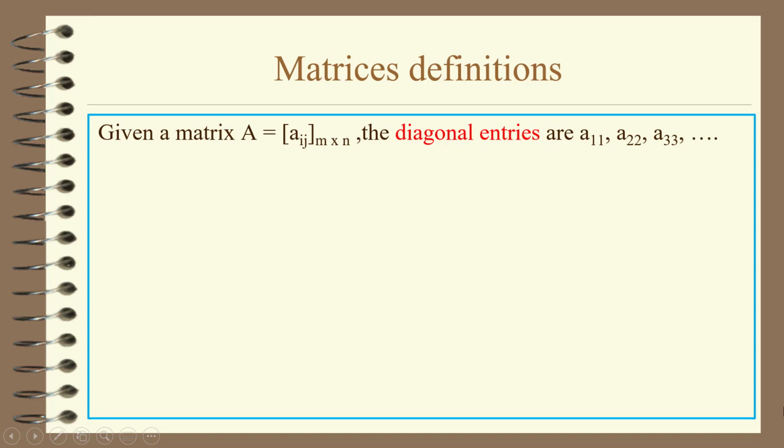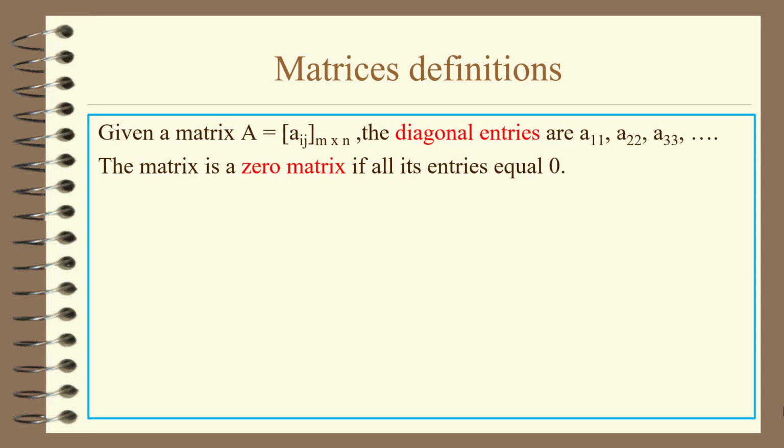There are many special types of matrices. So I'm going to give you a definition of a bunch of them now. Given a matrix A whose entries are A sub ij, that is m by n, the diagonal entries are A sub 1,1, A sub 2,2, A sub 3,3. It's essentially all the entries along the matrix where the row index and the column index are the same. Notice that I'm not assuming here that the rows and columns of the matrix are the same. They don't have to be. So essentially all matrices have diagonal entries.